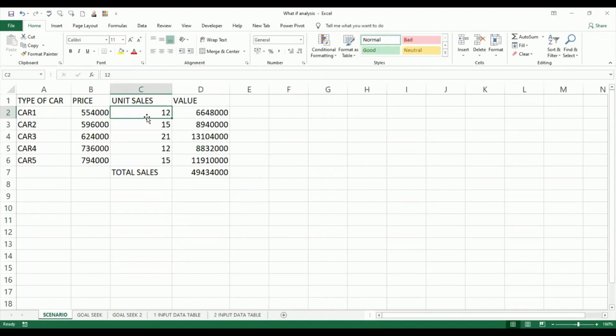This particular car 1 sold 12 units, this one 15, this one 21. And obviously the value is calculated based on the price and the unit. And we get a total sales. This is the total sales that the company is achieving. Now the company decides to understand what will happen in the worst case scenario and the best case scenario. So we know that the sales of a product is dependent on various factors, and one of them is the economic factors which revolve around us.